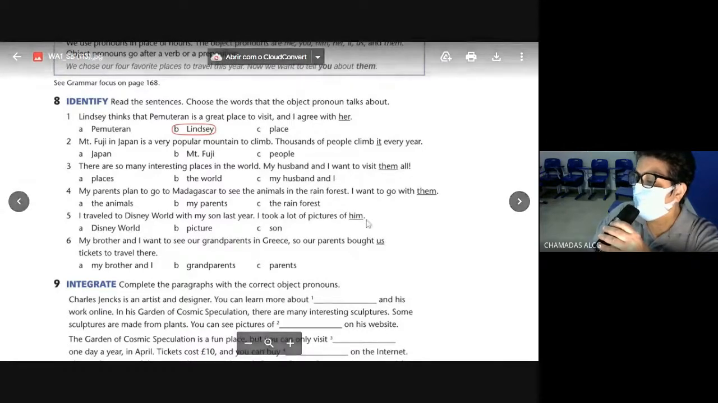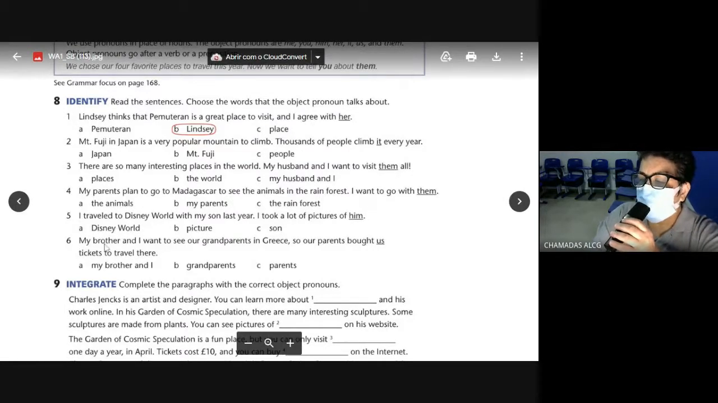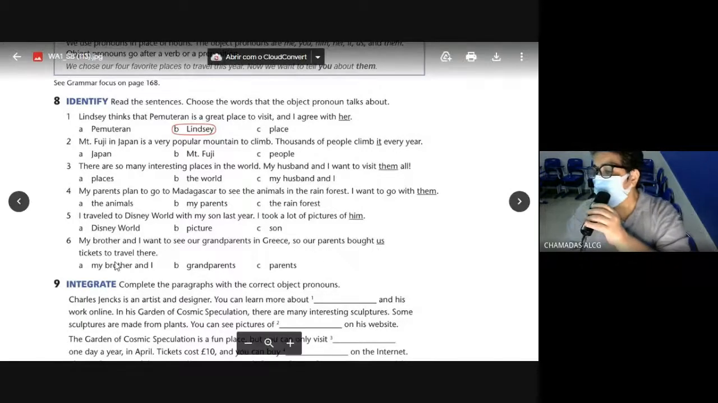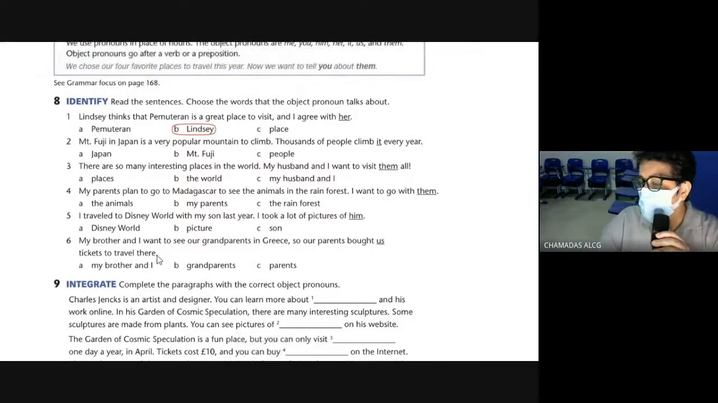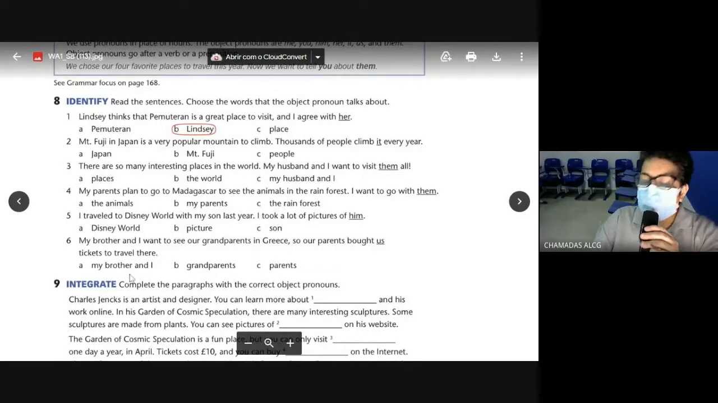Him refers to the third person singular. Okay? Number 6. My brother and I want to see our grandparents in Greece. So, our parents bought us tickets to travel there. A. Okay, very good. My brother and I.